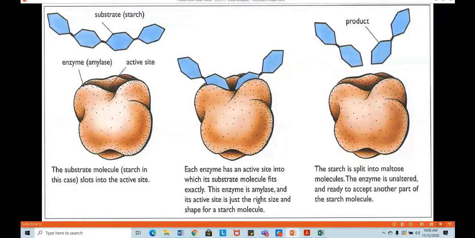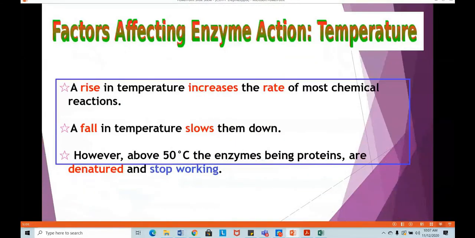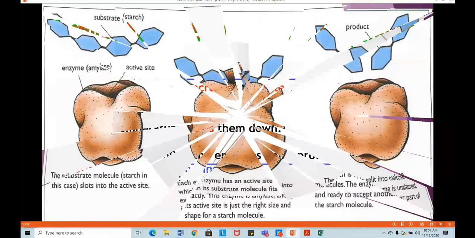All right, so this starch, the next starch molecule now comes and fits into the enzyme, and again it is broken down into simpler substances like the maltose molecules. Clear? Any questions? The same picture you have on page number 51 in your textbook. So with this we are done with 5.1, which is biological catalysts.